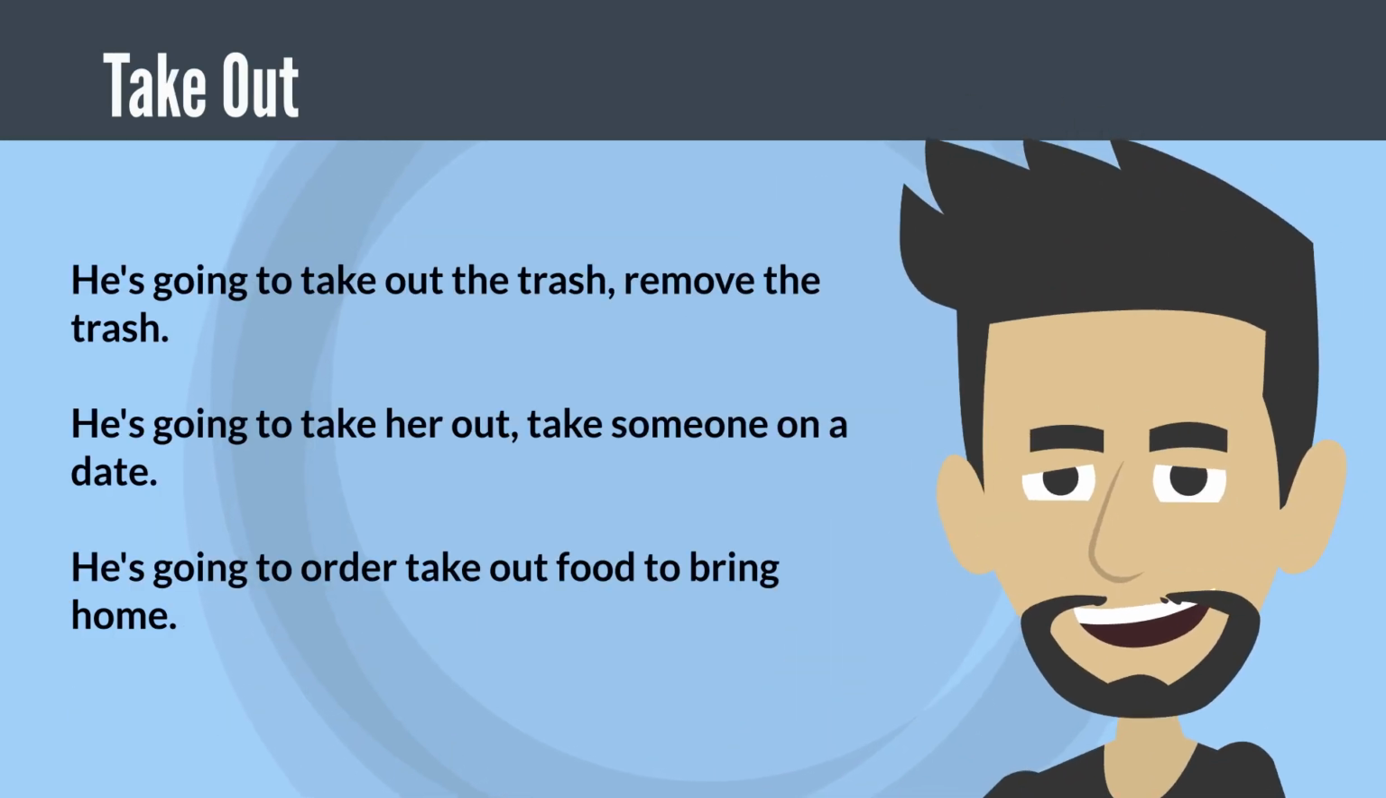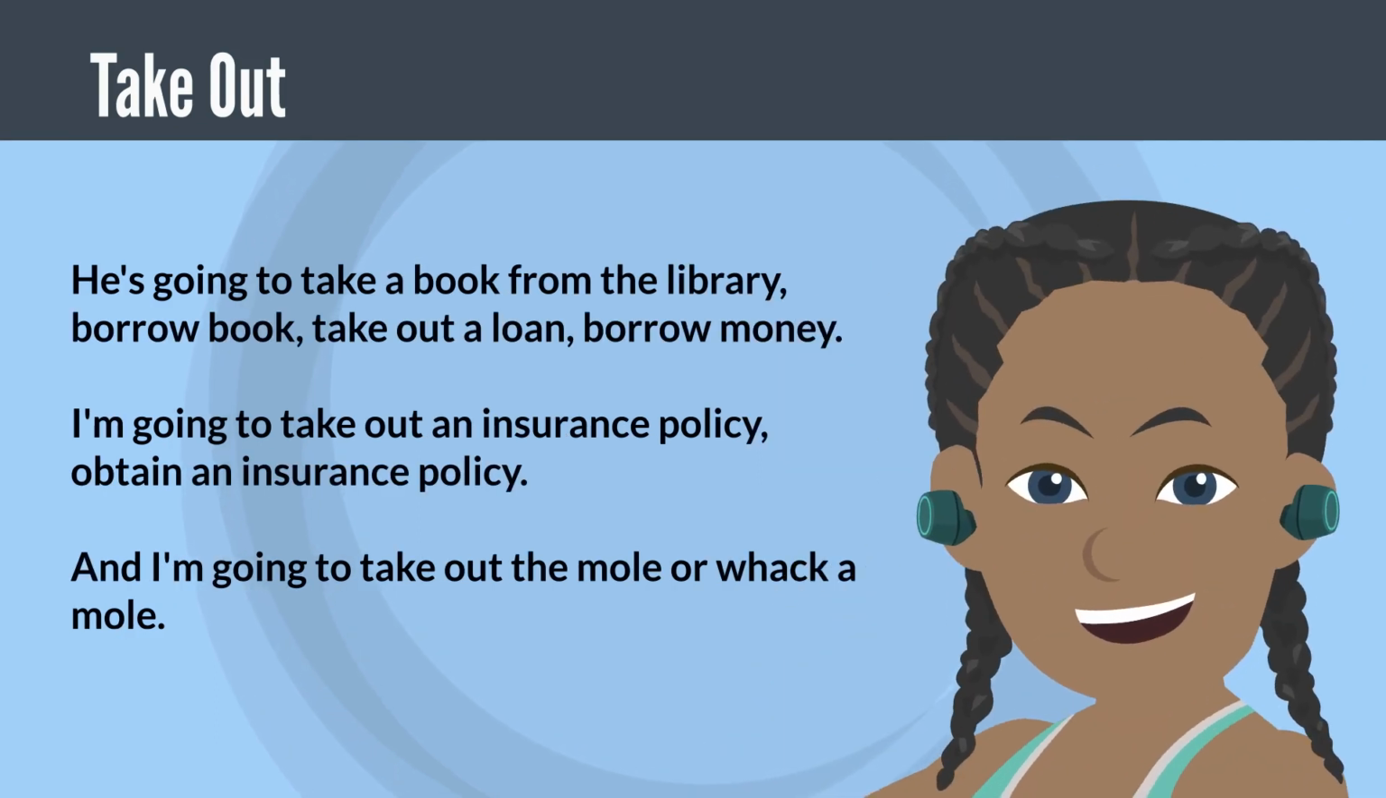For example, the phrase take out, which is separable. He's going to take out the trash, remove the trash. He's going to take her out, take someone on a date. He's going to order take-out food to bring home. He's going to take a book from the library, borrow a book. Take out a loan, borrow money. I'm going to take out an insurance policy, obtain an insurance policy. And I'm going to take out the mole, or whack a mole.